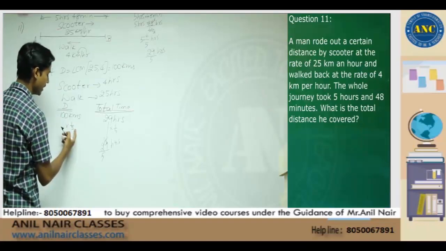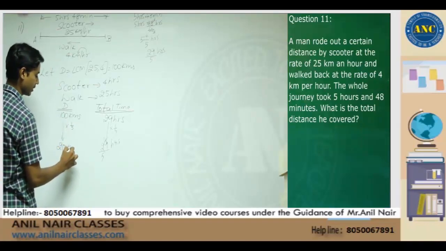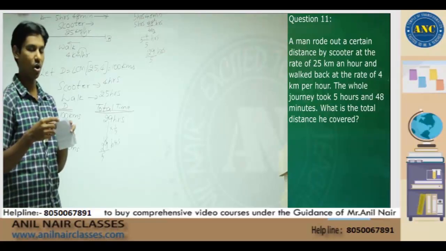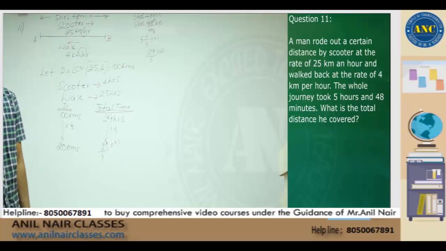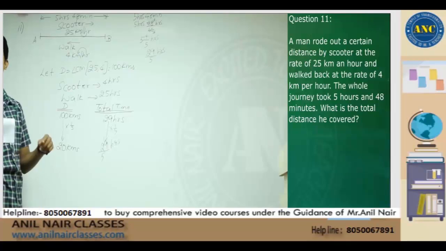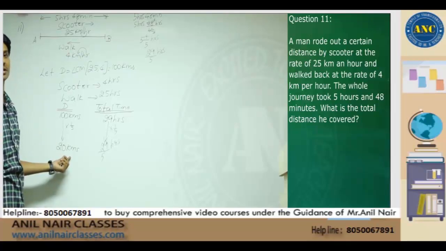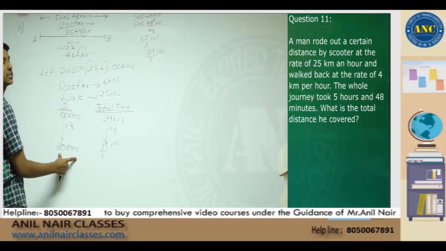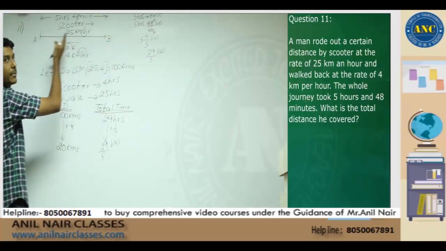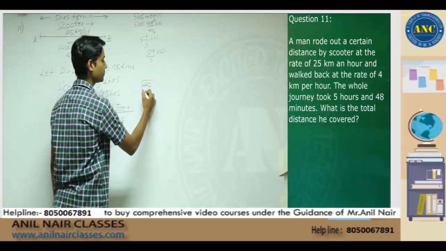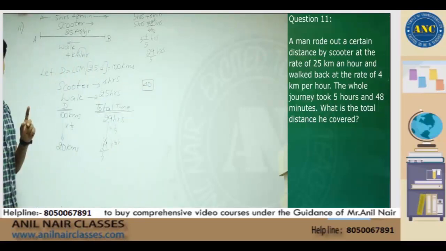That means 100 into 1 by 5 is 20 kilometers. But 20 kilometers is incorrect. Why is it incorrect? Please read the question. The question says, what is the total distance he covered? They are not asking what the distance between the 2 points is. If the distance between the 2 points were asked, then your answer of 20 would be correct. But the question is, what is the total distance he covered? He is going 20 and coming back 20. Total distance he covered is 40 kilometers, not 20 kilometers. Answer is 40. Please be very careful.